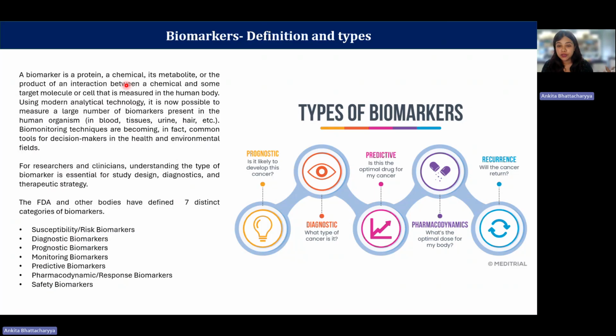And if that is something you're curious about, pathology is also a very interesting line for you to explore as a career option in the future. Of course, you have to be a very good technical expert at all of these techniques, but the opportunities are endless. So, using modern analytical technology, it is now possible to measure a really large number of biomarkers that are present in humans.